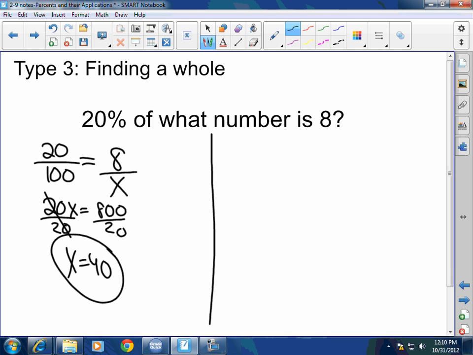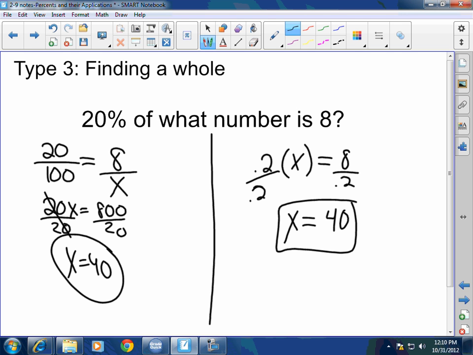If I wanted to do this by equation, okay, 20%, 0.2 times x equals 8. Divide by 0.2, and x equals, I promise, 40. So that makes sense, gentlemen.